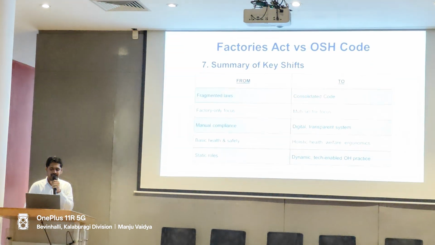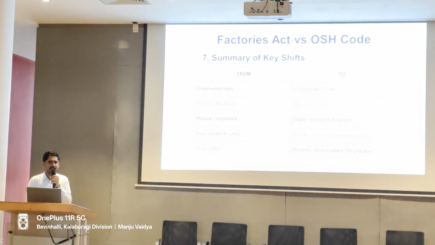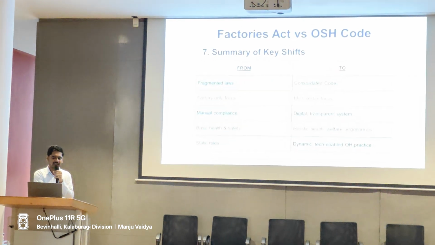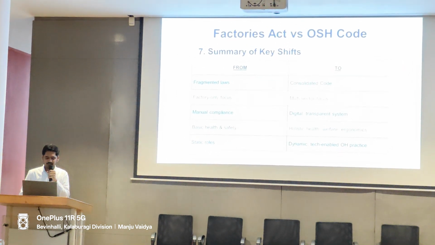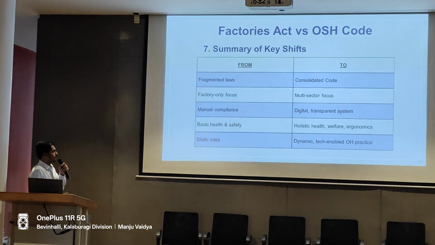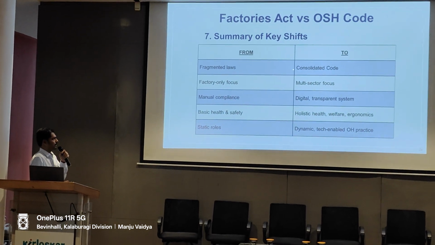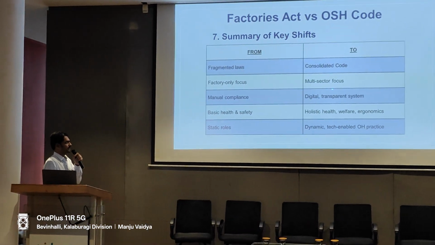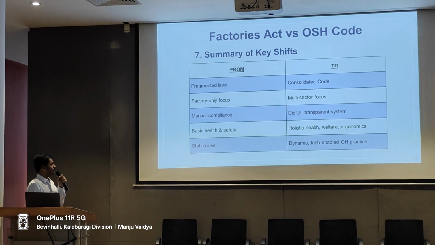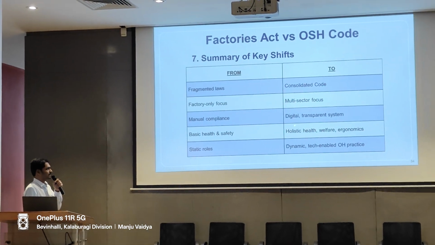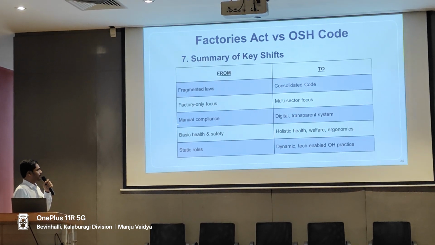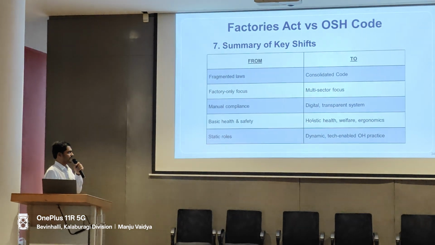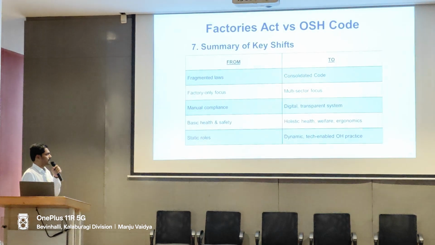So the Factories Act, we all followed the Factories Act till now, even now we are following. So what has changed from the Factories Act to the OSH code? Before there were multiple fragmented laws, now it is consolidated into one code, that is the OSH code. Before, only factories were the focus, now it has changed into a multi-sector focus. Before it was manual compliance, now it is a digital transparent system. Before, basic health and safety was the main concern of the OHC, now it is holistic health, welfare and ergonomics.